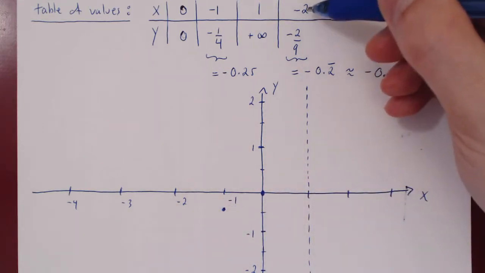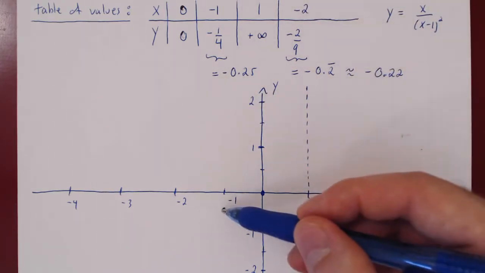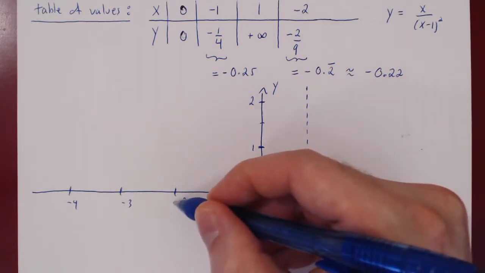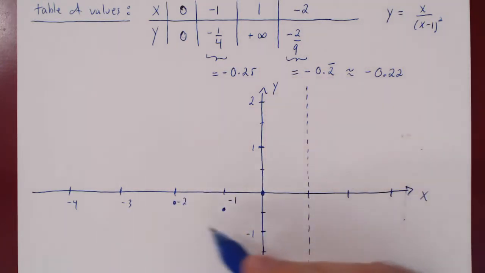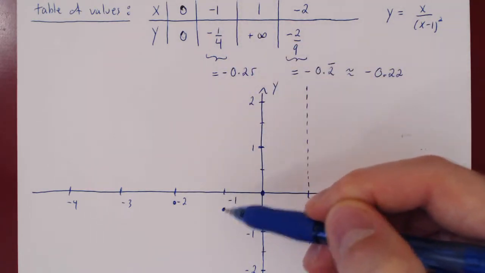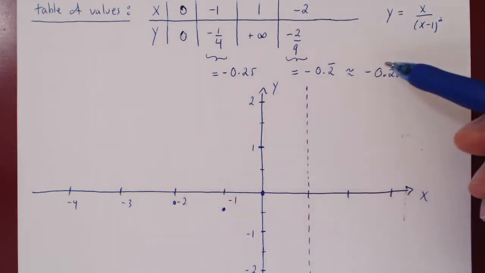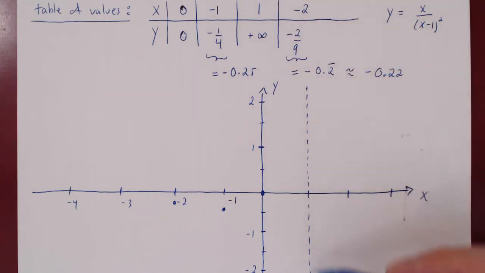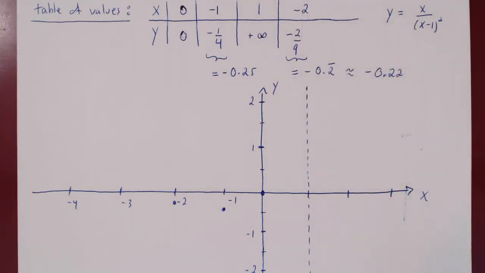And at -2, the value is -0.22, so it's a little bigger than this one. So you can just go up a little bit. We'll exaggerate, but it will be a little higher. So we have the point 0, 0, -1, -1/4, -2, roughly -0.22. And the other point is 1, but we know that at 1 we have a vertical asymptote, and the curve will shoot up from both sides to positive infinity.